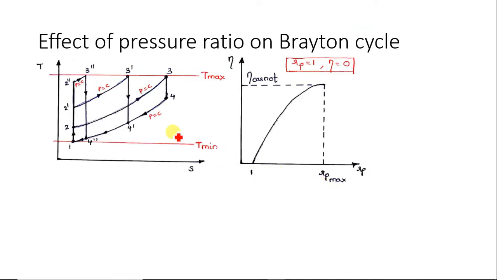Then we'll see what is the effect of the pressure ratio on Brayton cycle. Okay, so we had seen about the optimum pressure. Now we will see about the maximum pressure or pressure ratio equal to 1 and its effect on the efficiency. So as here you can see, this is the Brayton cycle 1, 2, 3 to 4, 4 to 1. So if we try to bring this point 3 towards left hand side.